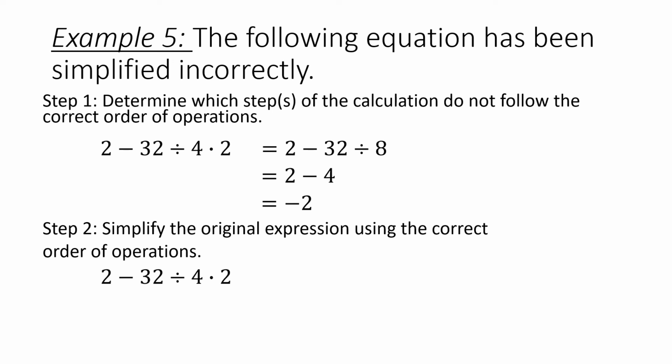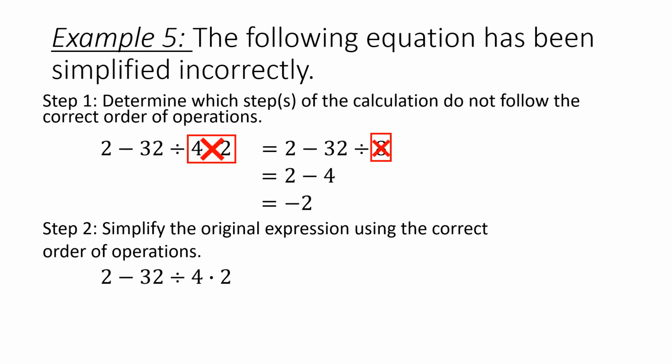Let's look at example 5, our last example. So here we have a following equation that's been simplified incorrectly. We're trying to find where is the mistake, where did the mistake happen? And so we have 2 minus 32 divided by 4 times 2. And so simplified down, that step became 2 minus 32 divided by 8. So what this student did is they did the multiplication first. They did the 4 times 2 piece first.